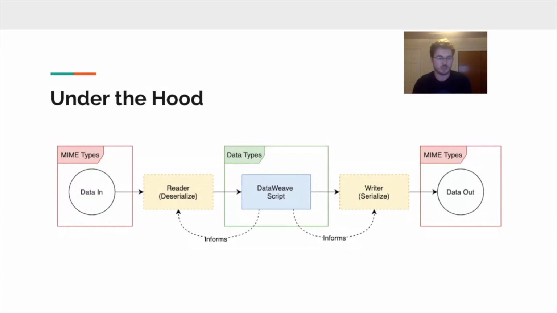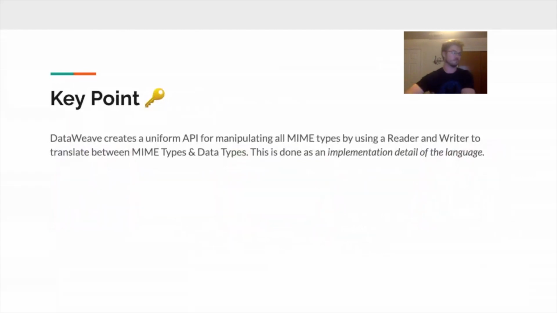So the real magic behind what DataWeave is doing is not really the code that you write. It's instead that they manage to make serializing and deserializing these data an implementation detail of the language. So the key point here is that DataWeave creates this uniform API that is used to manipulate all MIME types. And it does that by using a reader and a writer to translate back and forth between MIME types, which exist outside of a DataWeave script, and data types, which exist within a DataWeave script.